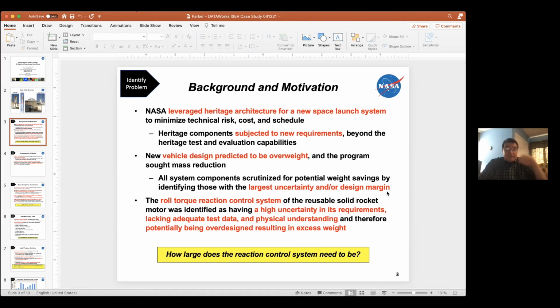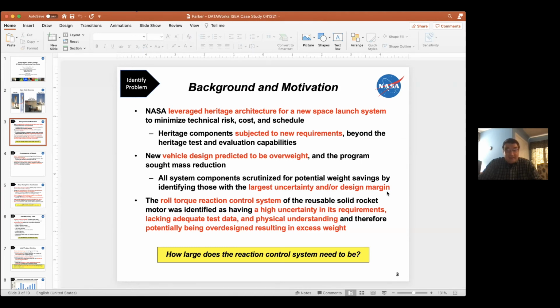The vehicle itself, the Ares-1, was predicted to be overweight, and the system was scrutinized and looked for the largest uncertainty or the components with the largest design margin. I'll talk more about how important weight or mass is to a vehicle, especially a launch vehicle, on the next slide. And so this roll torque reaction control system, the system that's put on board to react and to keep the rocket from doing this rifling type motion during flight, was considered to have high uncertainty in its requirements.